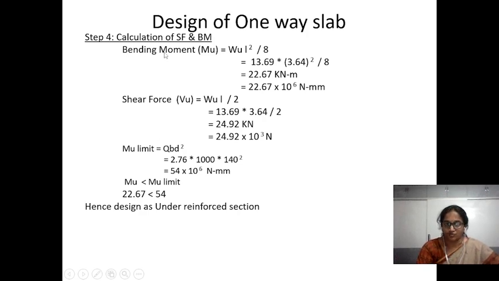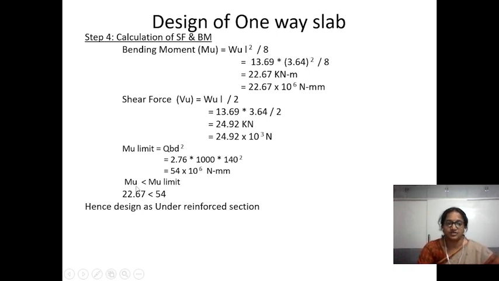Next is step 4. After calculating the loads, we have to immediately calculate the shear force and bending moment. For a simply supported beam, the bending moment is WL square by 8. I have substituted the values and I got the bending moment as 22.67 into 10 to the power of 6 Newton mm. Now coming to shear force. Shear force is nothing but WL by 2. Here also I have substituted the values and I got the shear force as 24.92 into 10 to the power of 3 newtons.